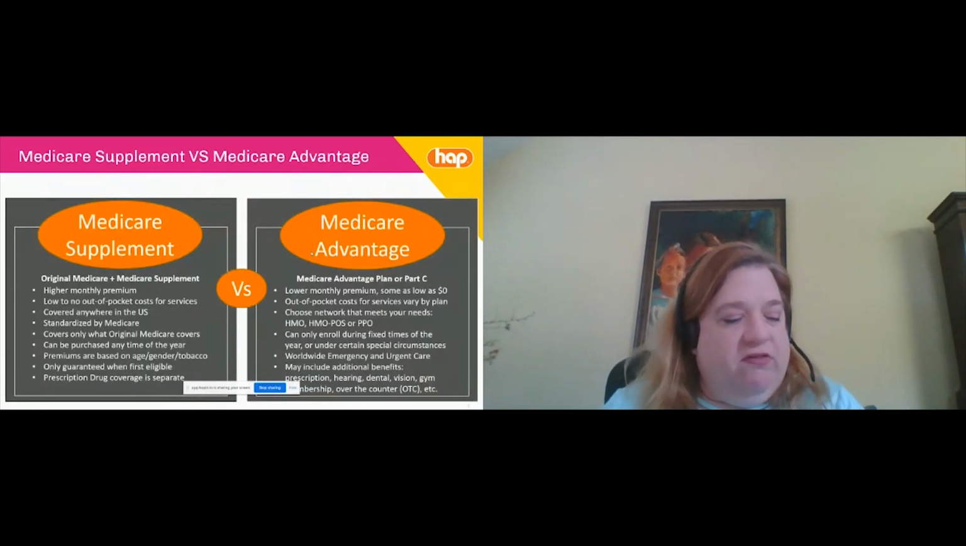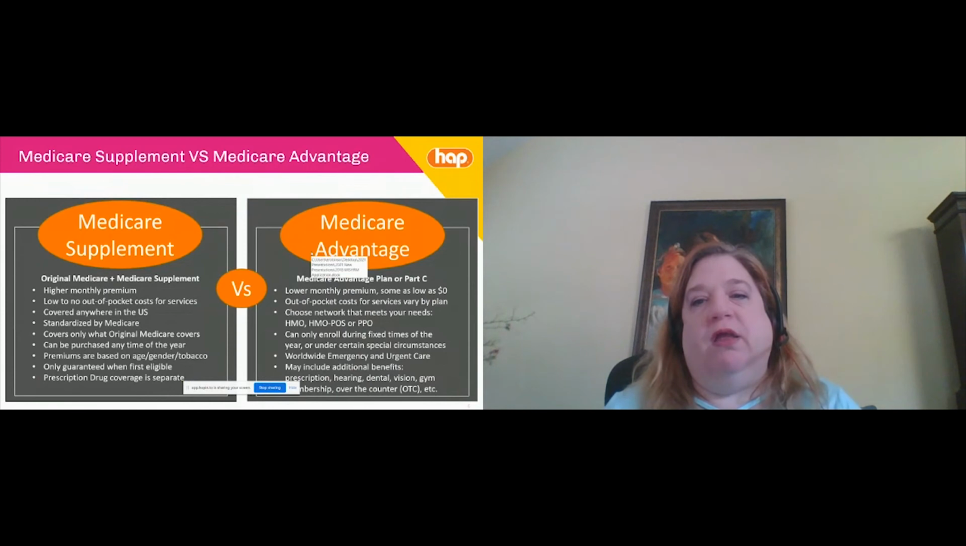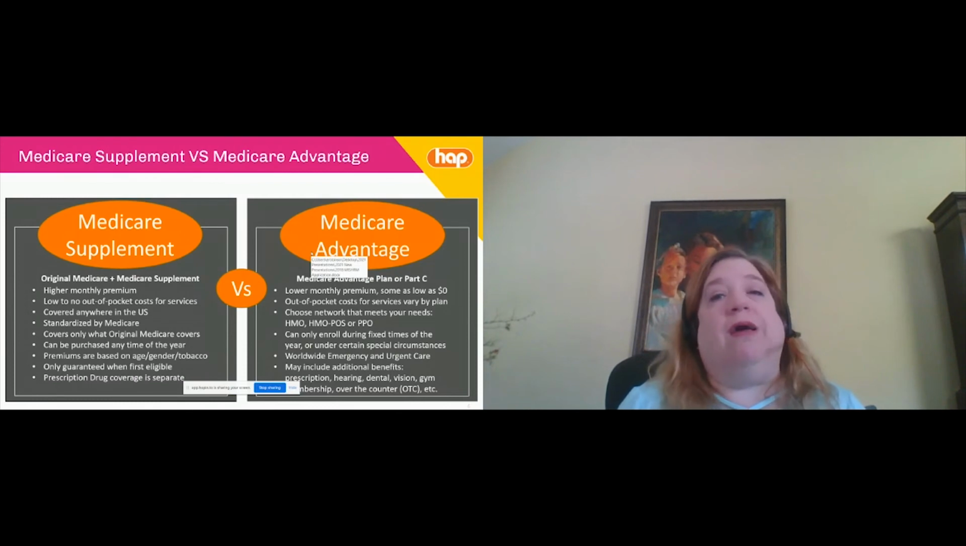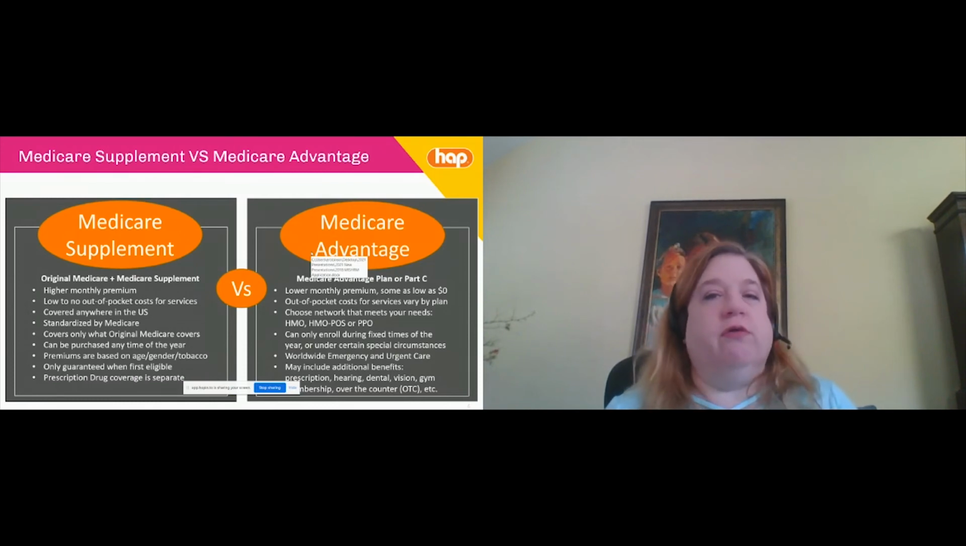I do want to spend just a couple minutes talking about the difference between Medicare Supplement and Medicare Advantage because this is really confusing for a lot of people. Medicare supplement plans are one of the two types of insurance. In the English language, we use the word supplement to mean that any insurance that would go with original Medicare is supplemental to it. So don't get confused with how we use that term in the English language versus how Medicare uses that term in their language.